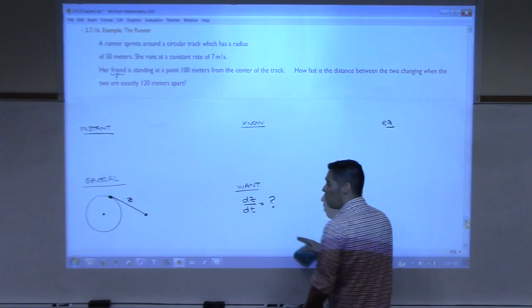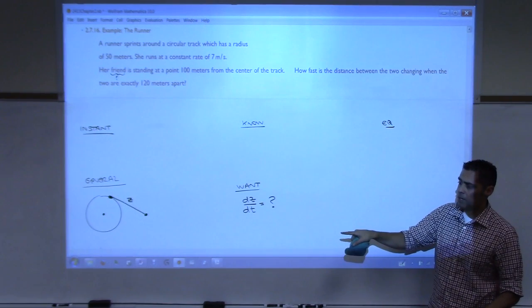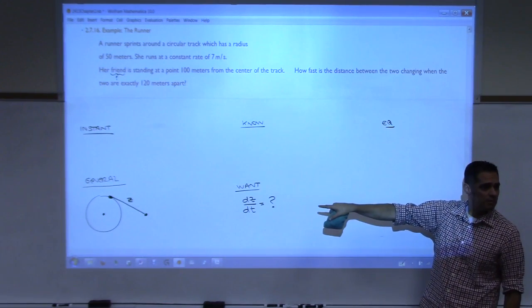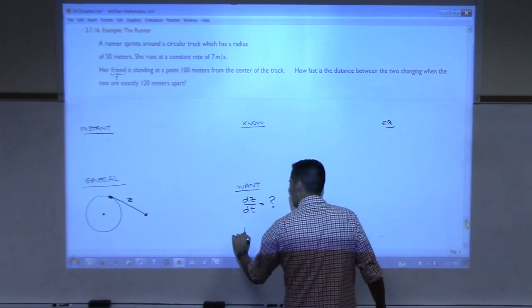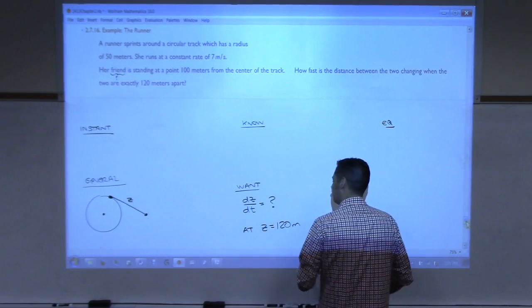Do I know when I want that? When they're 120 meters apart, which is z, isn't it? So this is exactly at the moment that z is 120 meters.